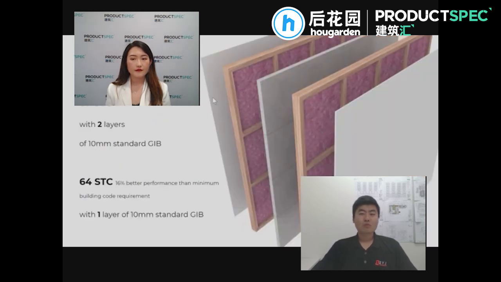We tested, you can't hear the test for obvious reasons, but the test results with 2 layers of 10 mil plasterboard was STC 67, but the most common result we get is our 64 STC with 1 layer of 10 mil standard plasterboard. That is 16% better performance than the minimum building code requirement. So you have some redundancy and really good performance for your clients or even your own projects.